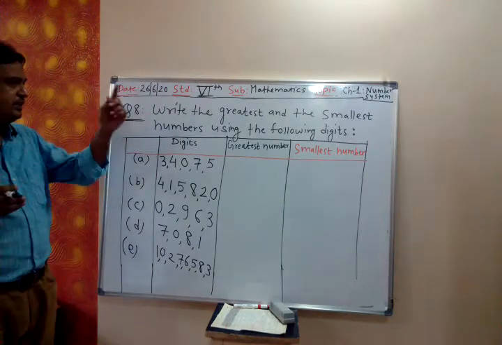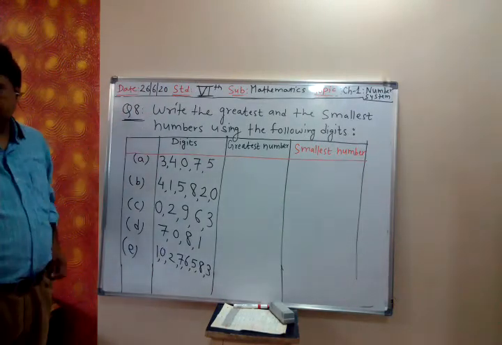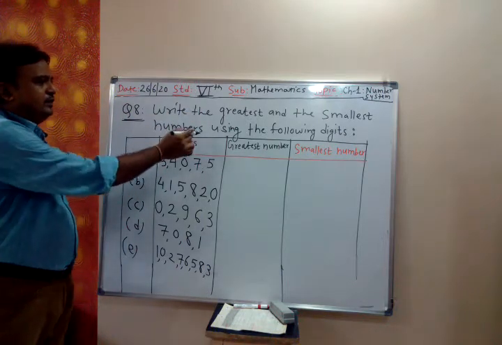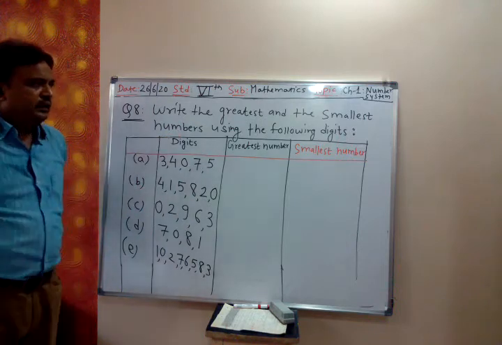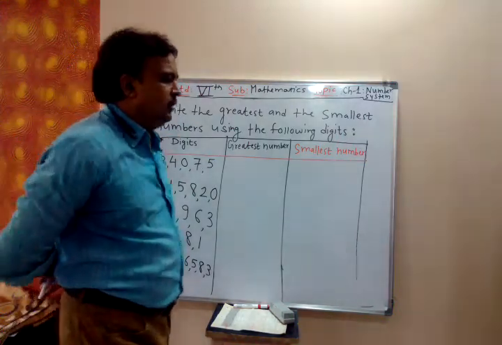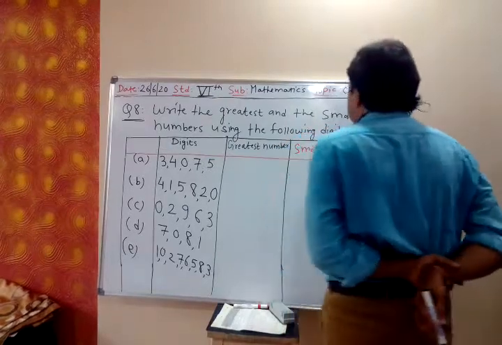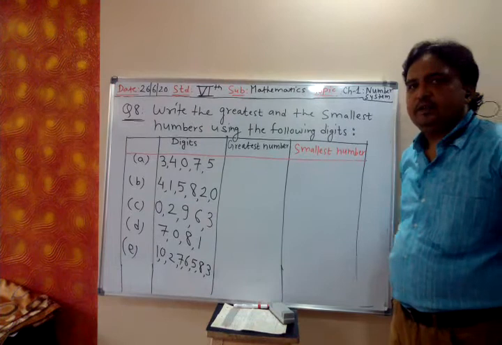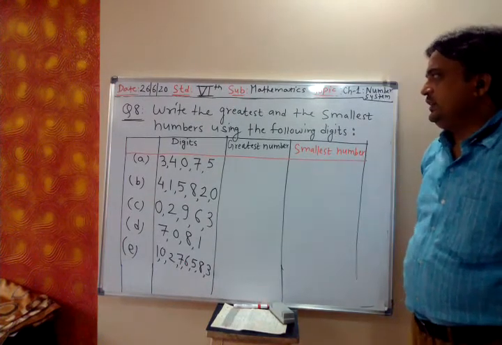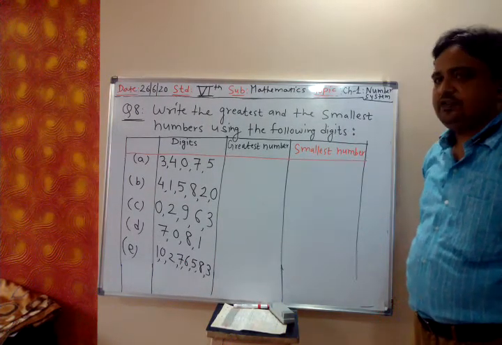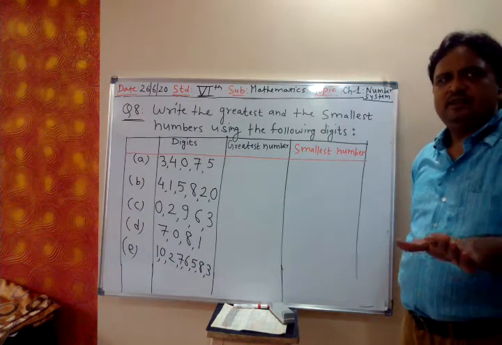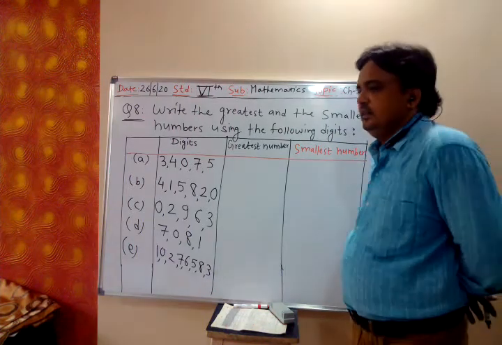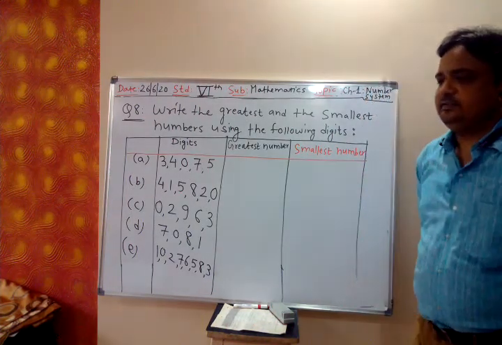Let us continue teaching. Question number 8: write the greatest and the smallest numbers using the following digits. You are given the digits. Using the digits, write the smallest and the greatest number.